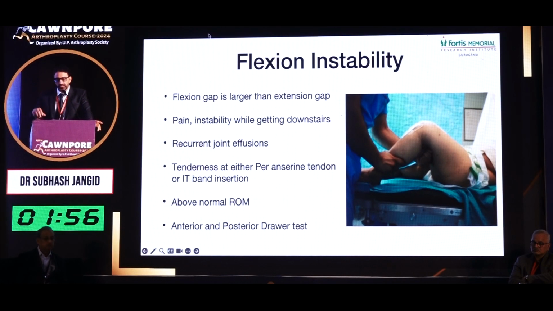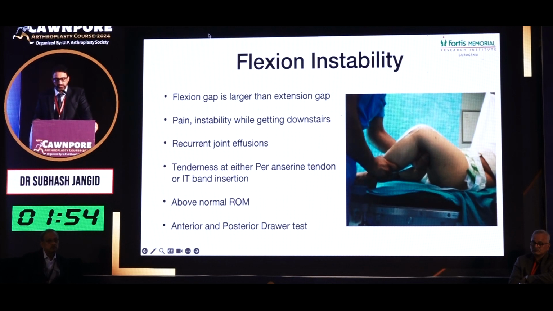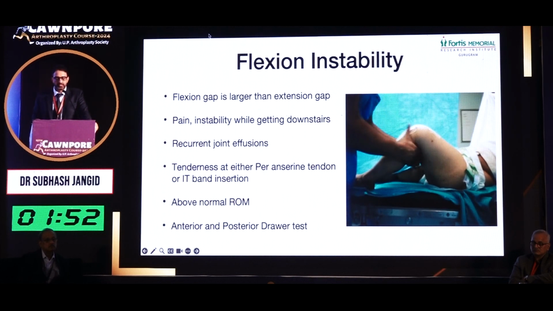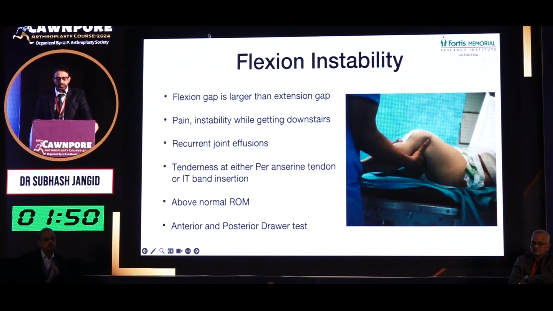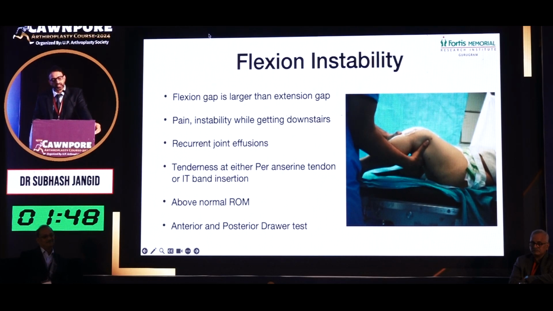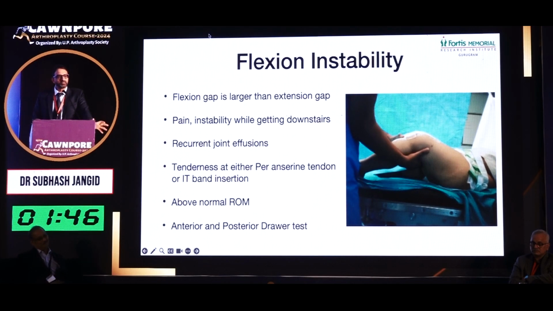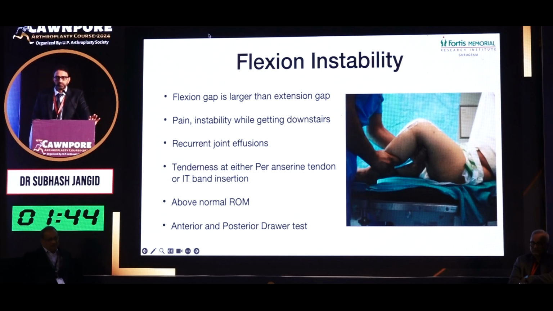So the knee can dislocate. As you can see here, there's a distraction test. If you do an anterior posterior drawer test, the knee is subluxing posteriorly. So the patient will have instability while going downstairs. They will have pain either on the medial or lateral side, depending on which side they're putting more pressure.